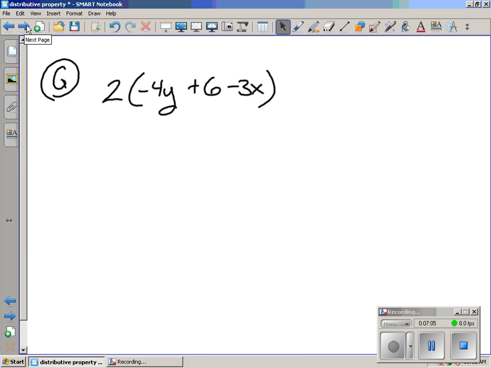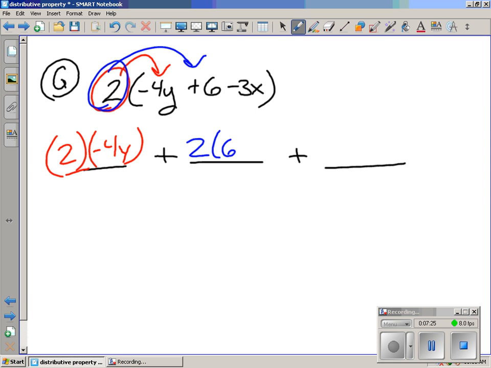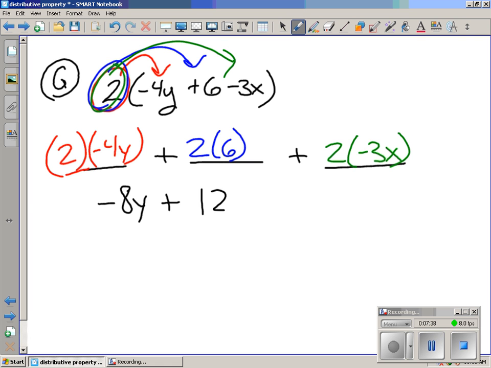Letter G. It's a similar example. The 2 is distributed to the negative 4y. The 2 is distributed to the 6. And finally, the 2 is distributed to the negative 3x. We get negative 8y plus 12 plus negative 6x.